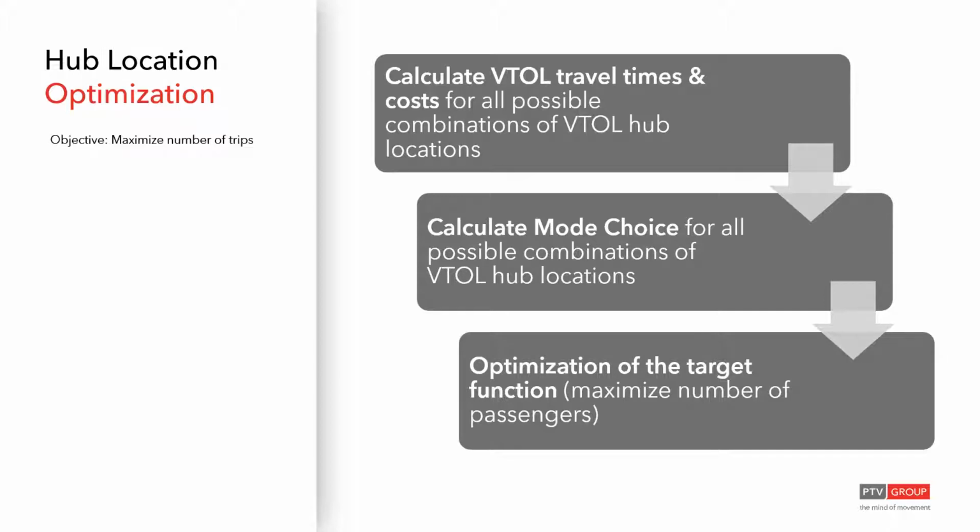And I'm presenting here a quick overview of the optimization algorithm that was utilized in the study. So effectively, we've done calculation of the scheme matrices, travel times, and costs. We did the calculation of the mode choice, and that was for all possible combinations of the hub locations in the study area. And then we've applied the optimization function to maximize the number of passengers. So effectively, this is an iterative process that requires quite a significant number of iterations to come up with the optimal demand.